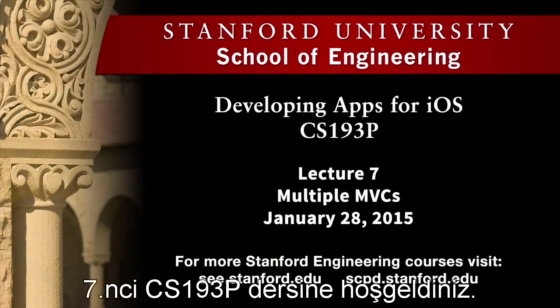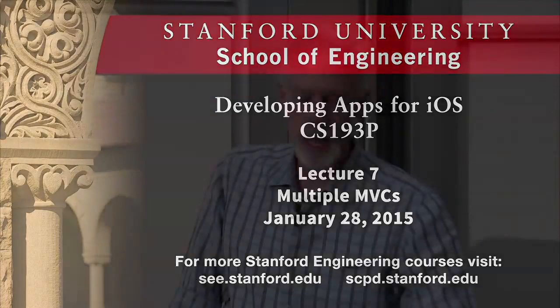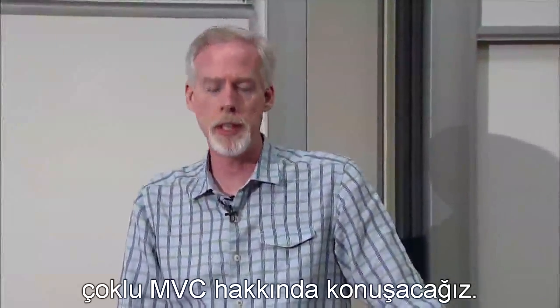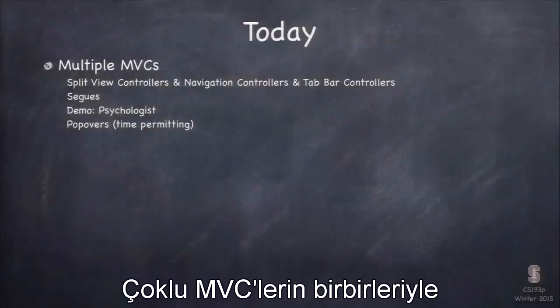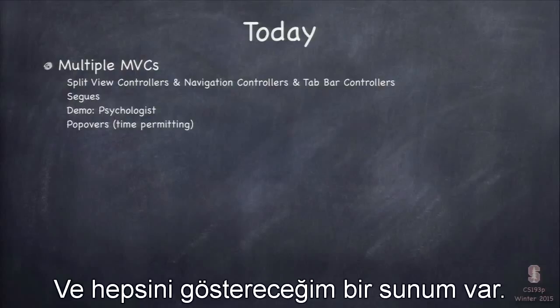Okay, well, welcome to Lecture 7 of CS193P. This is winter of 2015. And today we are going to talk about multiple MVCs. That includes split view controller, navigation controller. We talked about tab bar controller a little bit last time. We're also going to talk about segues, which is how we make all those multiple MVCs transition to each other. And then I have a big demo that shows it all off.